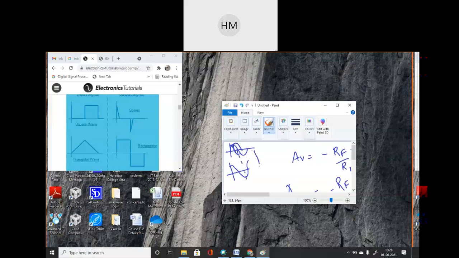If I am using a square wave, what does it mean? A constant for a particular amount of time, 0 to t. Up to here the signal is constant. So constant means differentiation of a constant is, students, what is the differentiation of a constant?